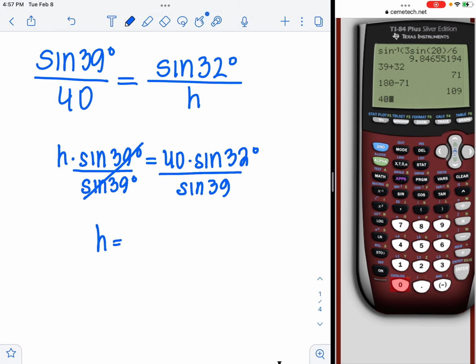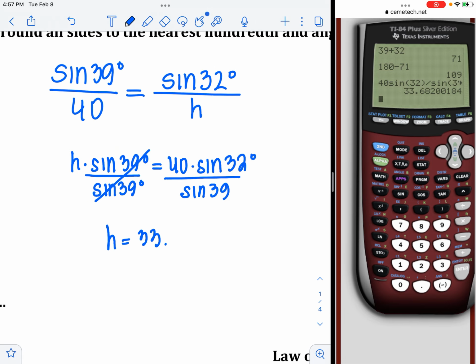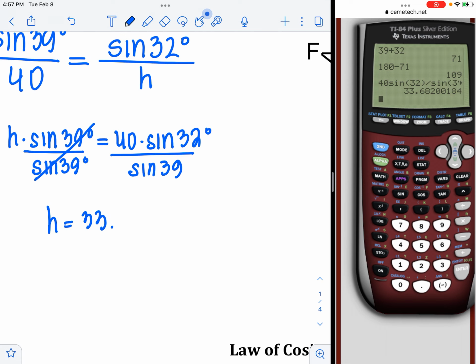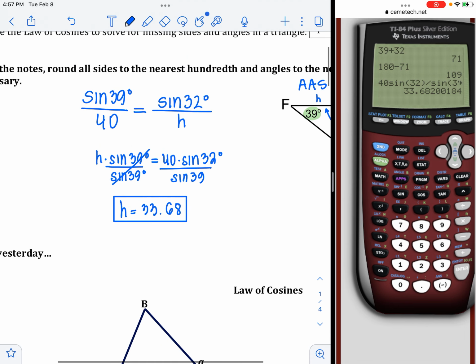So we're going to do 40 sine of 32, close the parentheses on the 32, divided by sine of 39, hit enter, and I'll get my answer here, which is 33 point. It said round to the nearest hundredth, which is 2 decimal places. I see 68 on my calculator, and there's a 2 next to it, so I'm going to keep the 68. So side H is 33.68 units long.